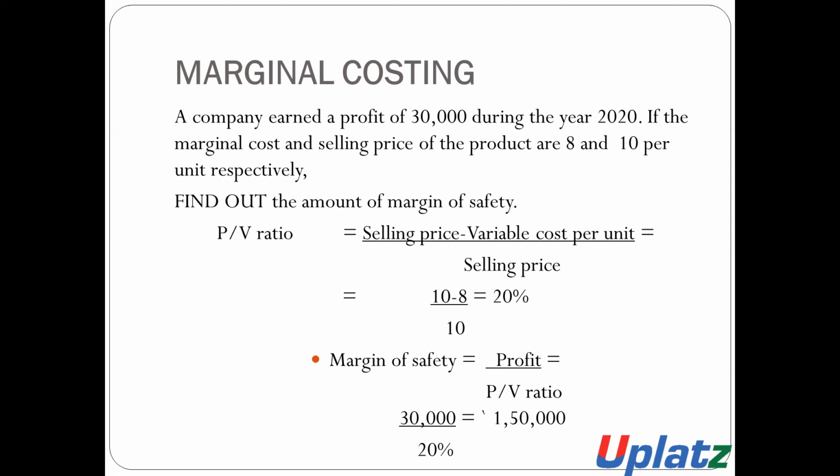The margin of safety is equal to profit, which is 30,000, divided by the PV ratio, which is 20%. Then the margin of safety is 1,50,000. So on the basis of this example, we have understood how to calculate the margin of safety using such formulas.